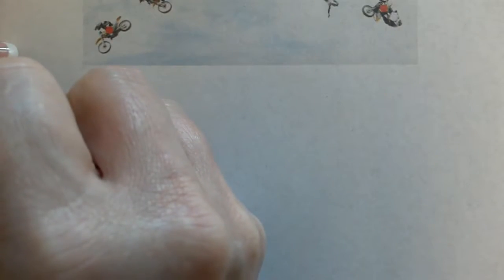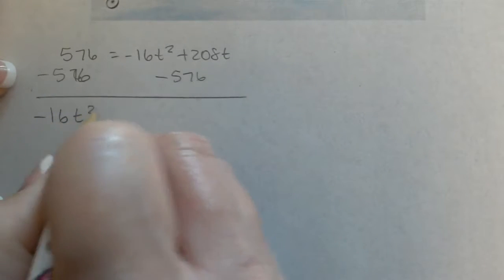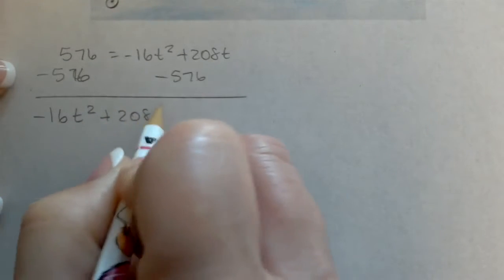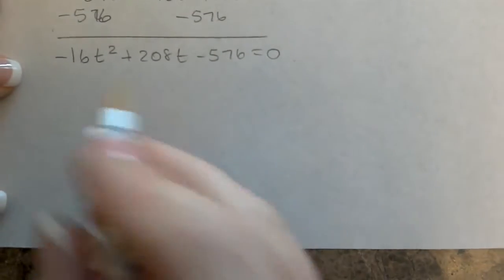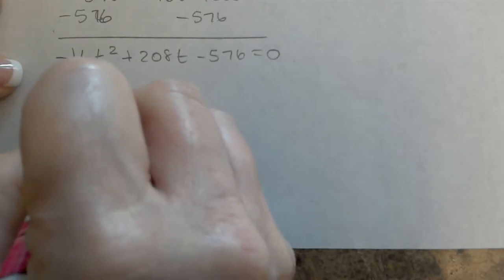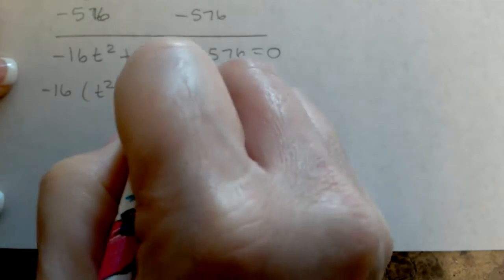So we'll just substitute 576 for h. Okay, and then we're going to move it to the other side so that we can have it equal to 0. So negative 16t squared plus 208t minus 576 is equal to 0. And then we'll factor out our greatest common factor. And we get, let's see, t squared minus 13t plus 36.